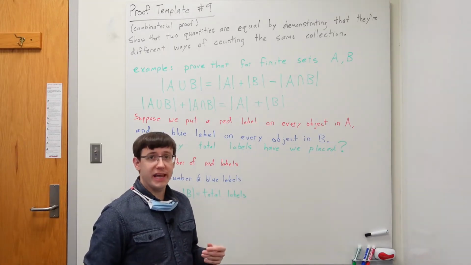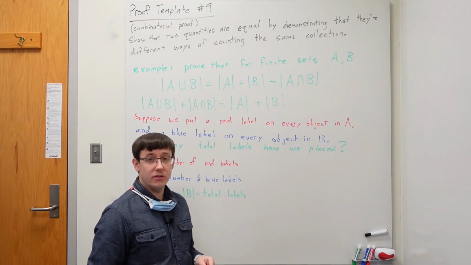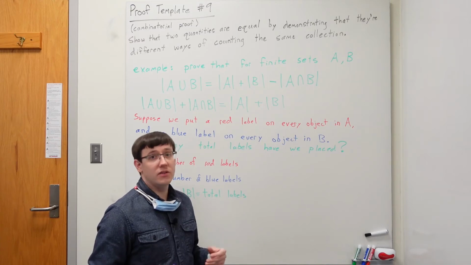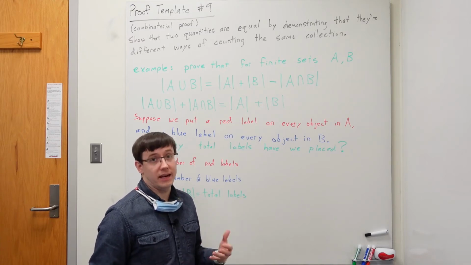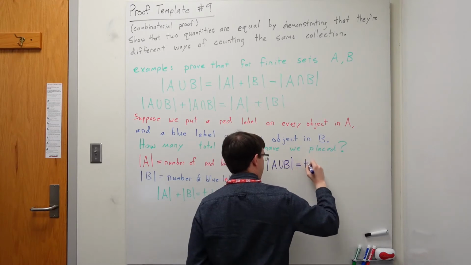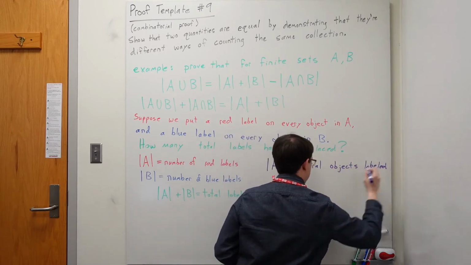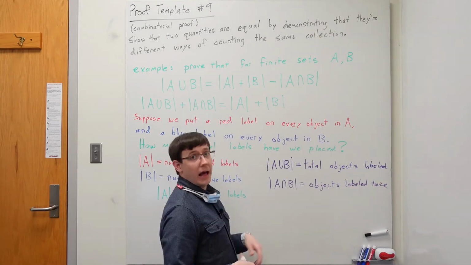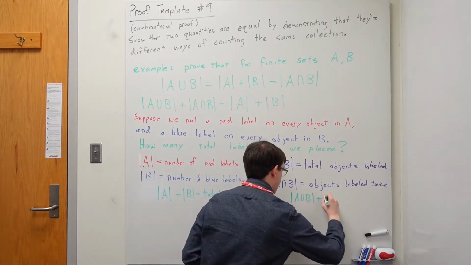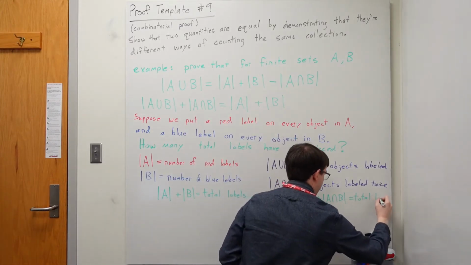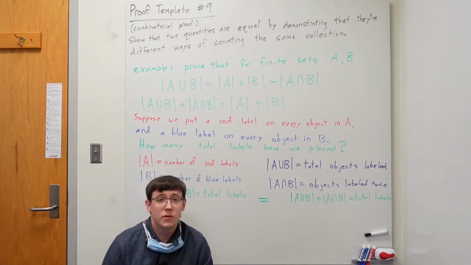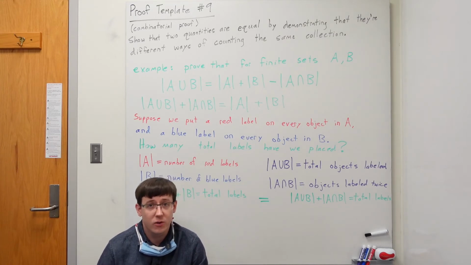On the other hand, we could count the total number of labels as the number of objects that received at least one label plus the number of objects that received a second label. And so we can add these together to count up the total labels. And therefore, these two quantities must be equal. So we would conclude our proof by writing that down.